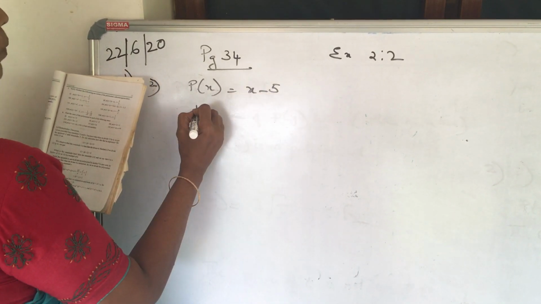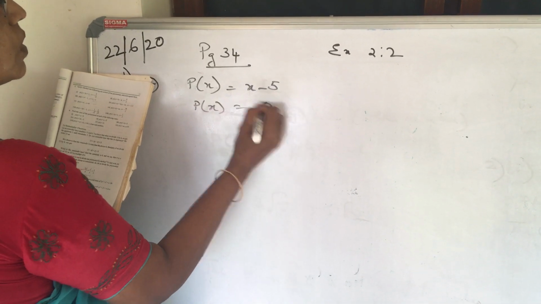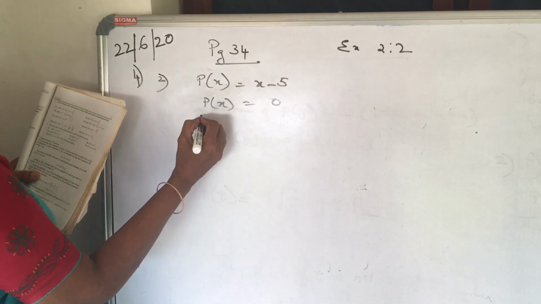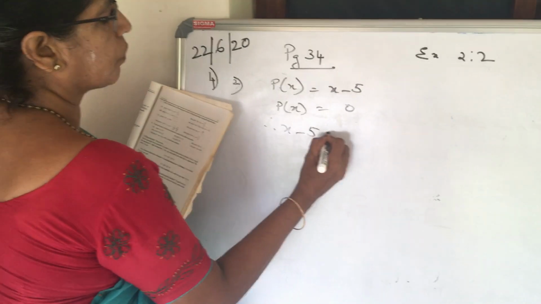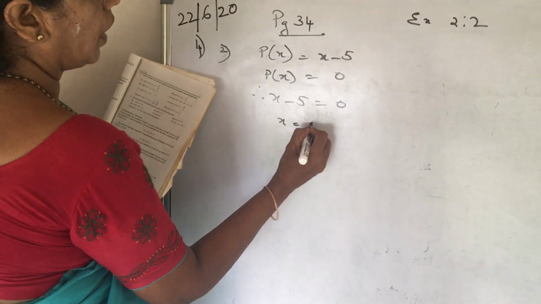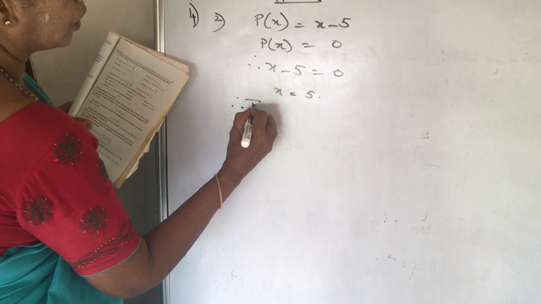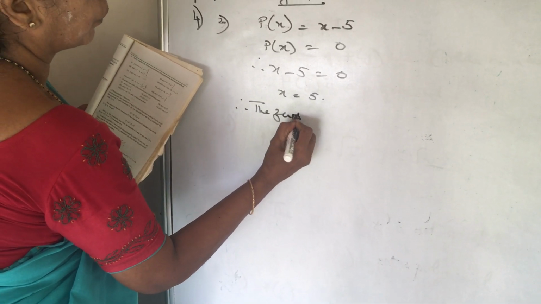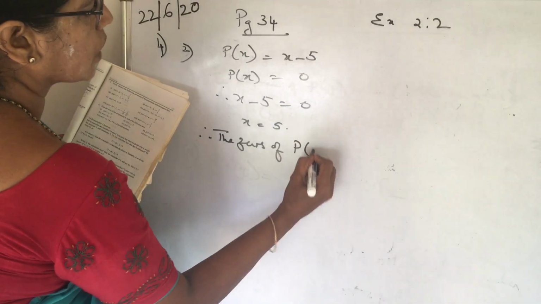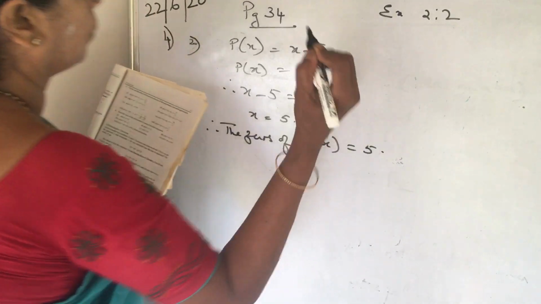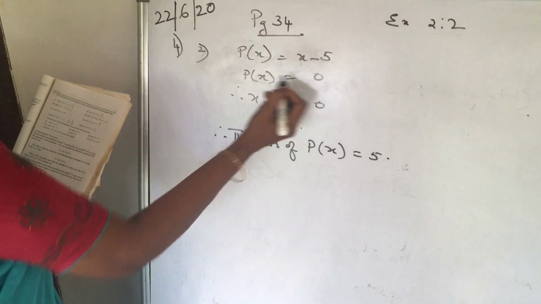Zero of the polynomial means, children, polynomial is equal to 0. Therefore, x minus 5 is equal to 0, x is equal to 5. The zero of P of x is equal to 5.